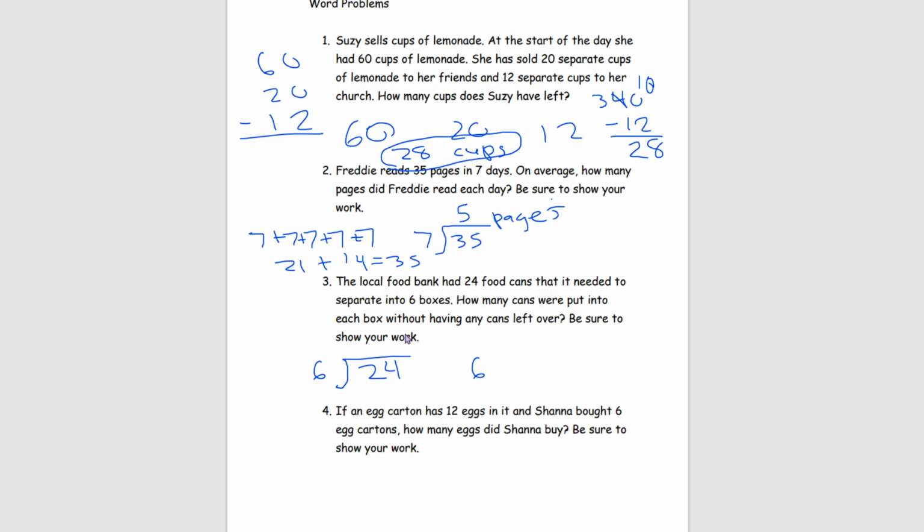To get our answer, we need to find out what goes into 24 6 times. So we can just do 6 plus 6 equals 12, which is not enough. Then we can add 6 again, which gets us 18, which is still not enough. And then we can do 18 plus 6, which gets us 24. We know that we needed it 4 times, so that means 6 goes into 24 4 times. And that means our final answer is 4 cans can go into each box without having any left over.